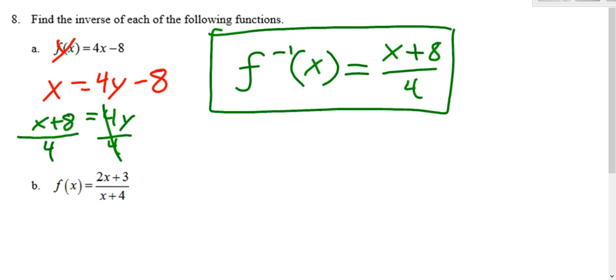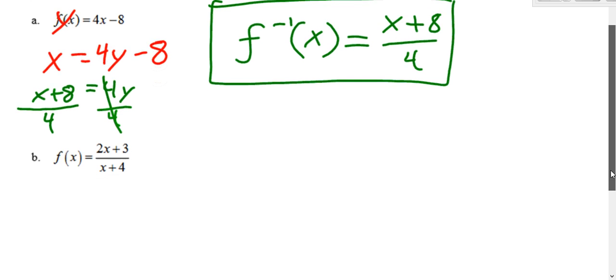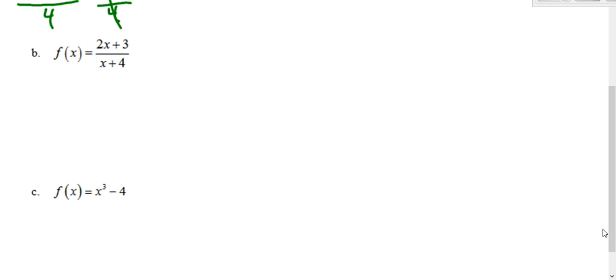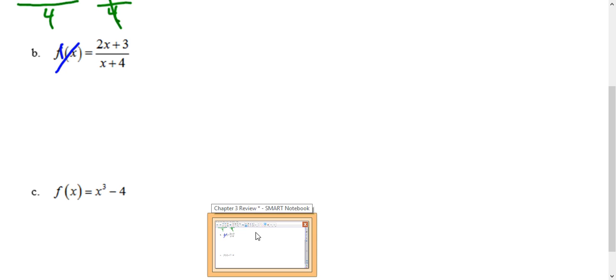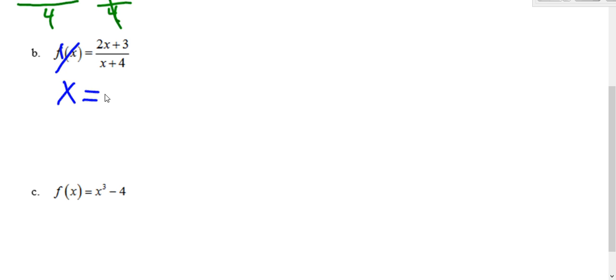For B, it's the same thing, same steps. F of x is like y. Now you switch x and y. So x equals 2y plus 3 over y plus 4. We need to solve for y.